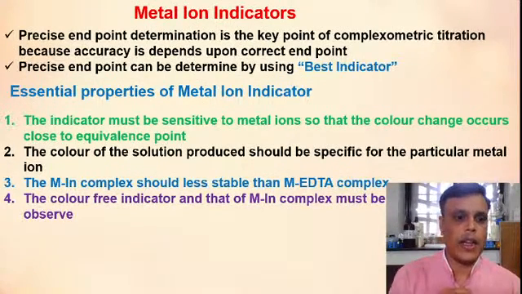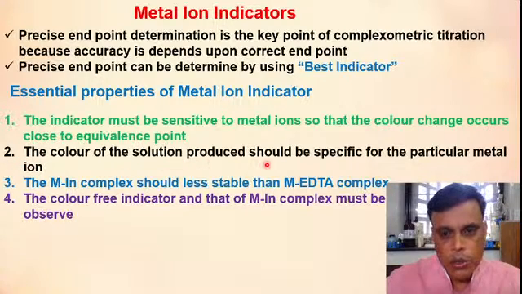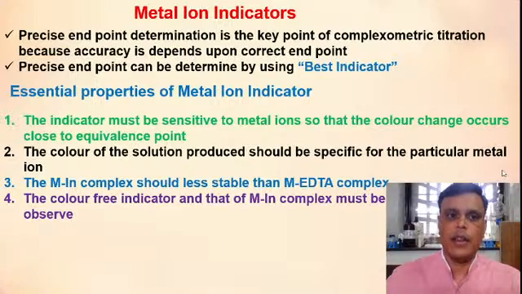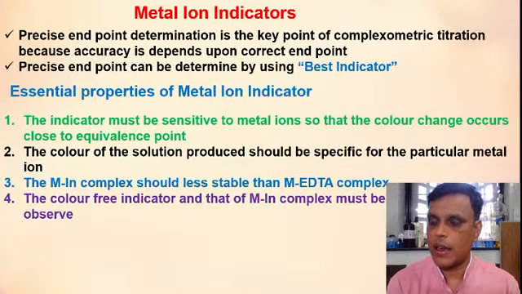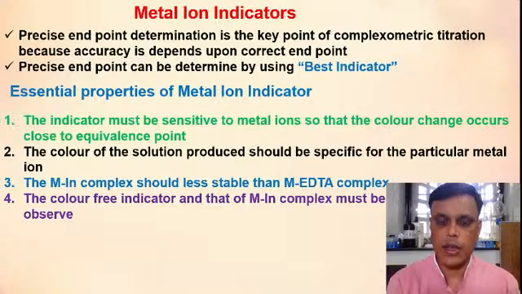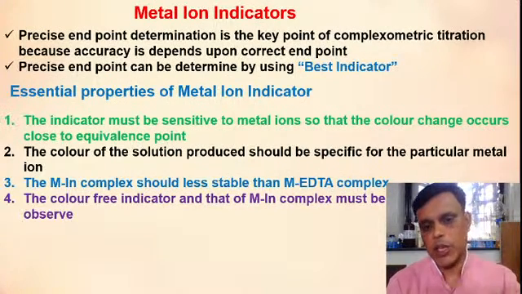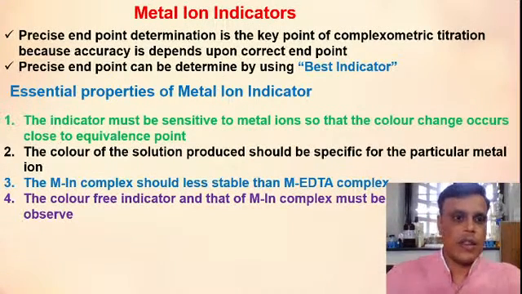ठीक है, okay, then come to the next property. क्या है next property? The color of the solution produced should be specific for particular metal ion. This is the second property. That means different metal ion should produce different color with that particular metal ion indicator. For example, कैल्शियम है, मैग्नीशियम है, मैग्नीशियम ने अलग कलर प्रोड्यूस करना चाहिए, so that we can determine which metal is there. ठीक है, so this is the second property.